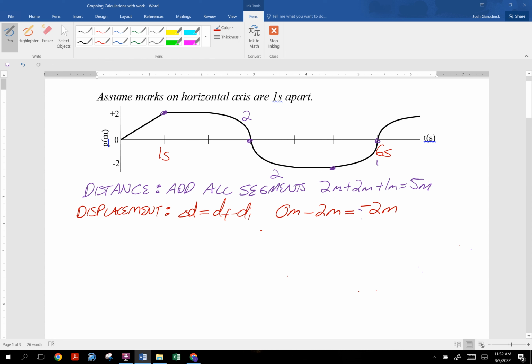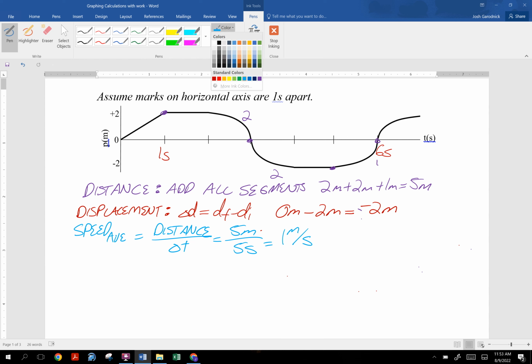All right, and now if we wanted to calculate the average speed, average speed is simply distance over time. And in this case, it would be 5 meters over 5 seconds, giving us some seriously easy math. If you can't do this in your head, you need to let me know. We need to have a serious discussion. 1 meter per second. And then the average velocity is displacement over time.